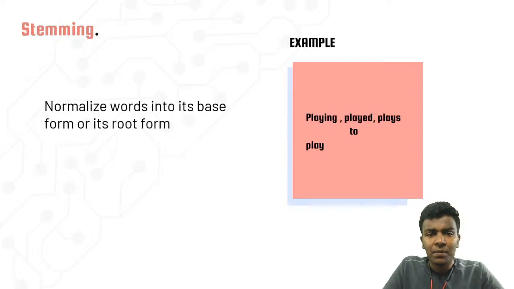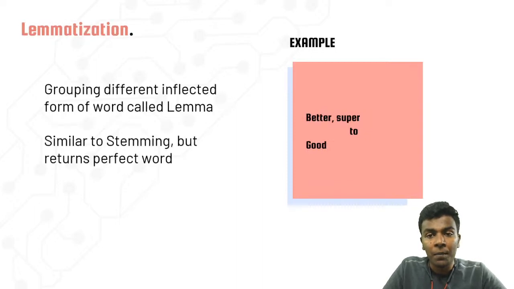It is very similar. Stemming also identifies the root word, but the words it classifies are very easy and very much similar to the root word. Whereas in lemmatization, the grouping is of different inflected forms of the word. These kinds of words are known as lemma. The words identified from this process called lemmatization are called lemmas. That is a little bit similar to the previous process like stemming, but it will try to identify the proper or perfect word.